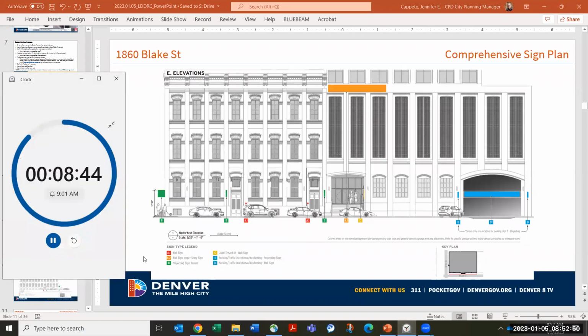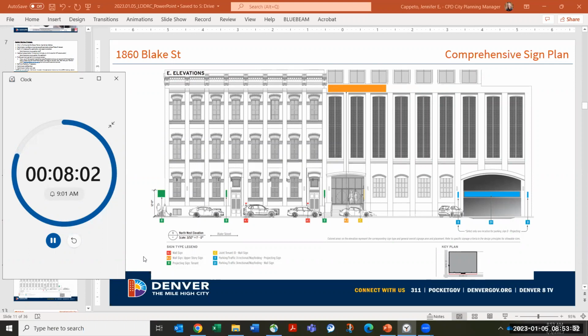So looking at the Blake Street elevation here, you can see the orange A2 is the largest piece, which is the upper story wall sign. It would have a position on the non-contributing building, and that is going to be non-illuminated and would have a maximum square footage allowance of 90 square feet, and everything would comply with LDDRC as far as projection distance at 3.5 inches.